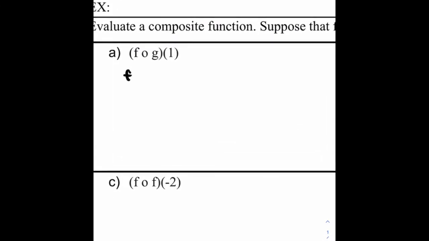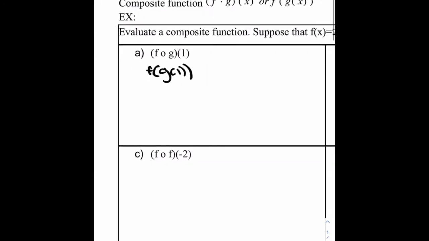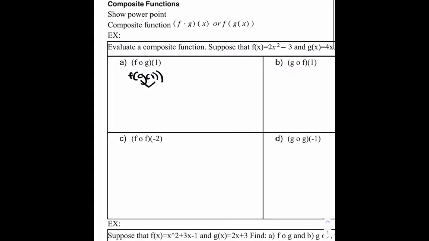So we can rewrite f of g of 1 like this, and we want to look at the innermost parentheses first and find what g of 1 equals. So we're going to find if we input 1 into g, what's the output. So I'm going to look at my g function, which is 4 of x. So 4 times 1, which equals 4.